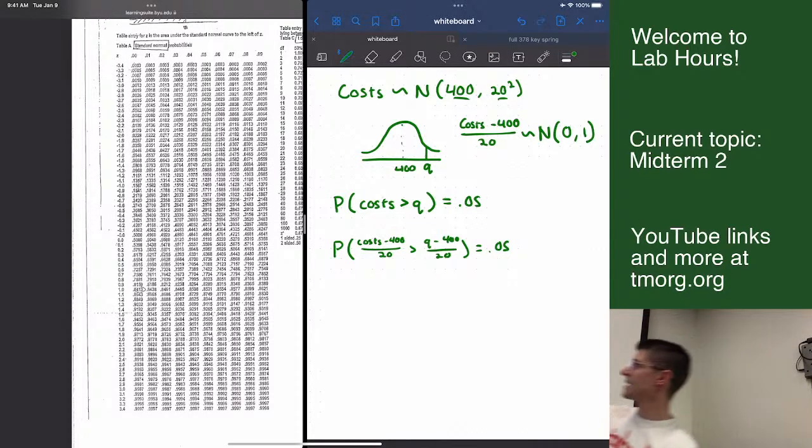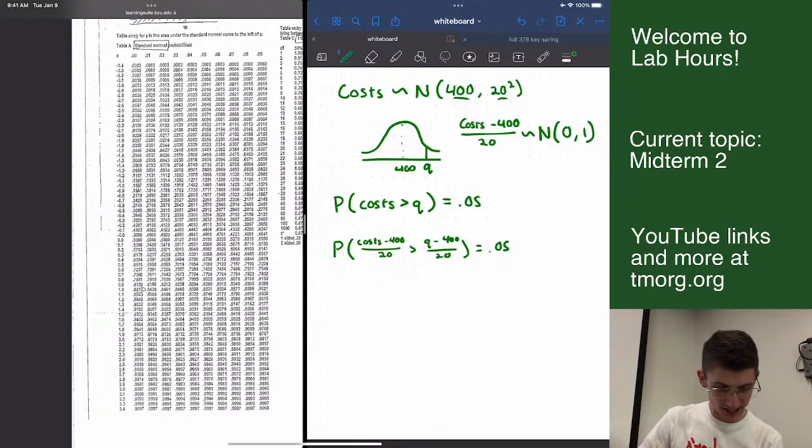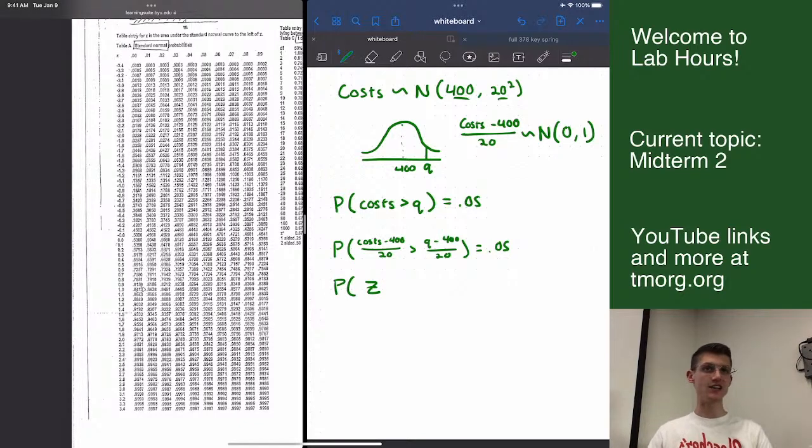Now, when I have a random variable like costs, and I subtract the mean and divide by the standard deviation, that turns into a z-value, if you will. Not a z-score, because the z-score will be the probability, right? And when I do that to Q, it's just going to give me a number. So I'm going to just leave it in the form Q minus 400 over 20 needs to be equal to 0.05. So we're almost there.